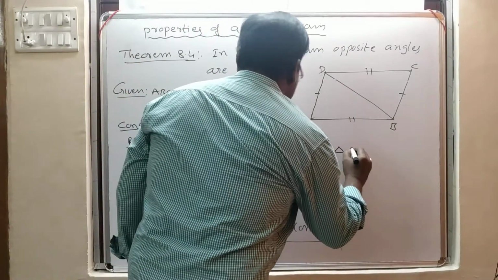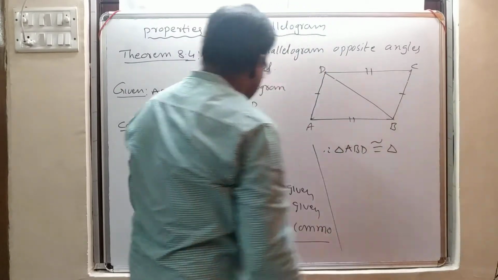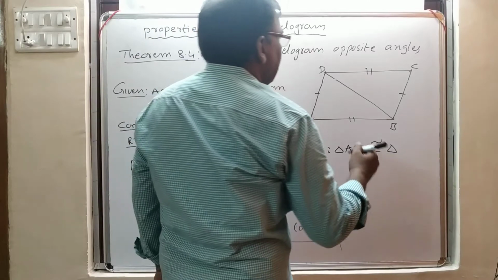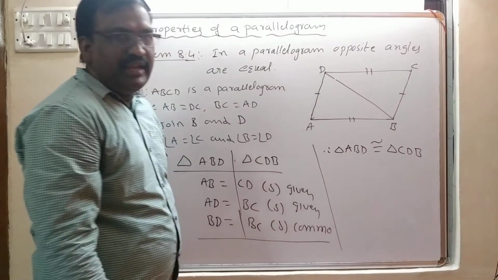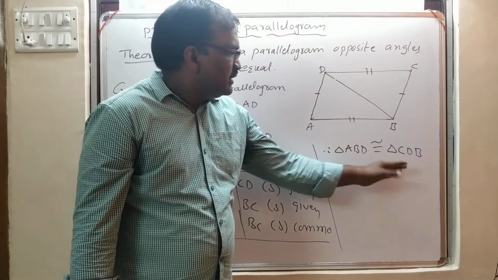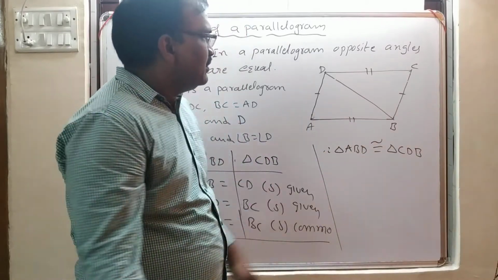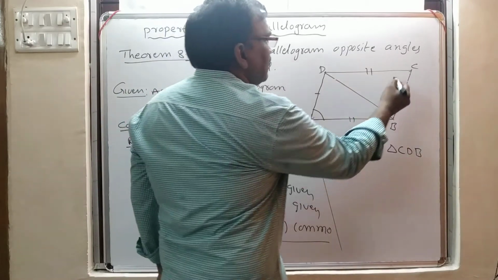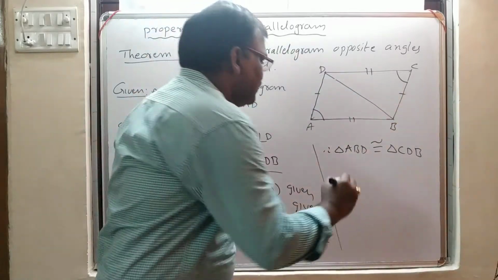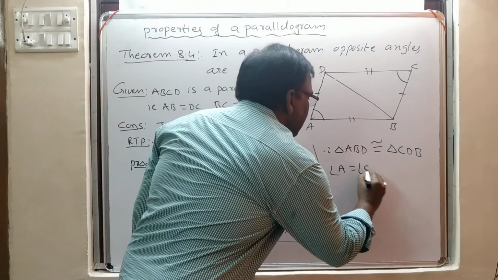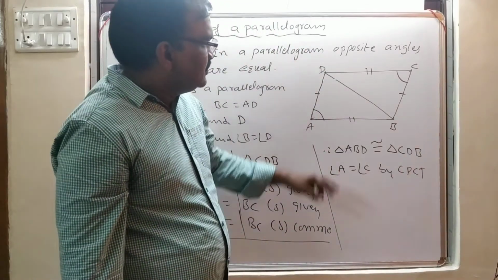Therefore, triangle ABD is congruent to triangle CDB. Once the triangles are congruent, their corresponding angles are equal. Therefore, this angle is equal to this angle. Therefore, angle A is equal to angle C by CPCT. So, angle A is equal to angle C.